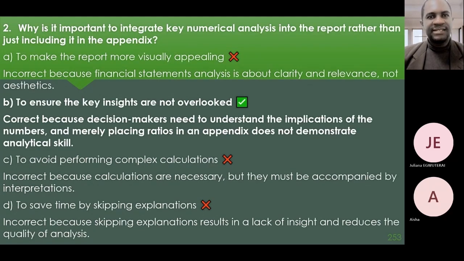Question 2. Why is it important to integrate key numerical analysis into the report rather than just including it in the appendices? B. To ensure the key insights are not overlooked. Decision makers need to understand the implication of the numbers, and merely placing ratios in the appendix does not demonstrate analytical skills. Wow. Good one, ladies.